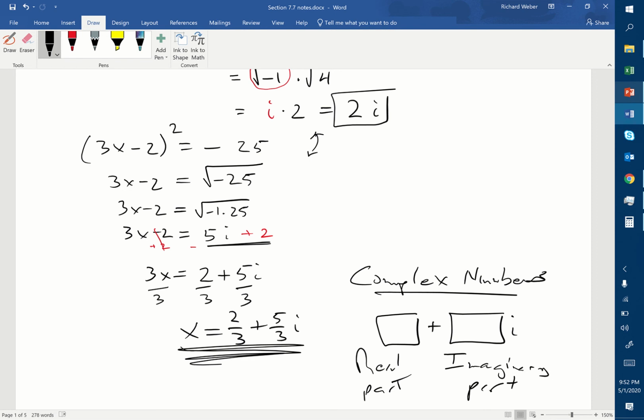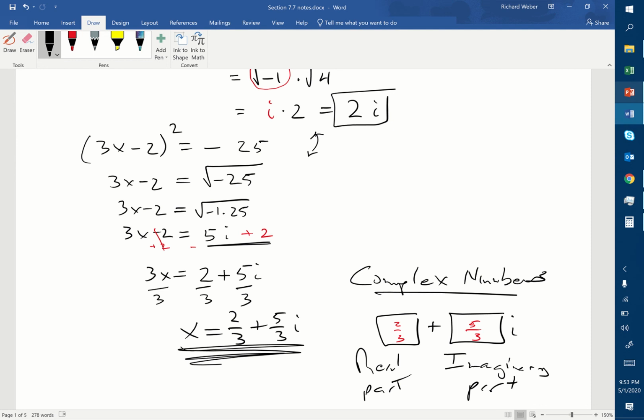And so what I'm pointing out to you, in this case, what we have is a 2/3, which is the real part, and a 5/3 i, which is the imaginary part. Now, I'm not going to go into the complex plane and how you plot them. That could be another course for you. But I did want to show that to you, okay?